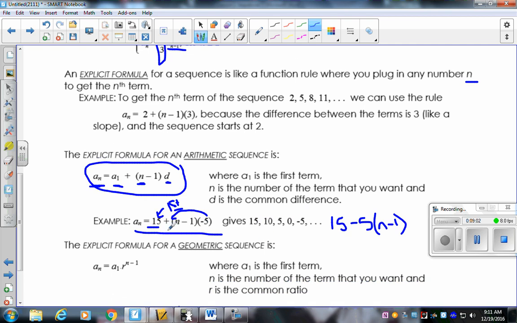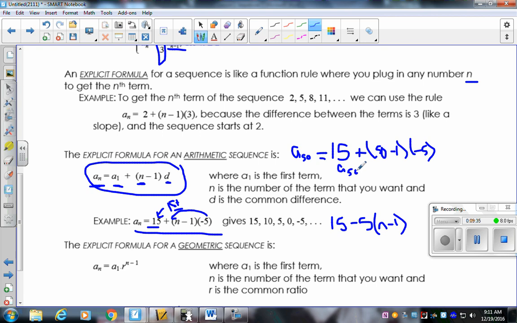Now, what if I asked you to find me the 50th number in this pattern? You don't want to have to write out 50 numbers. So what we can do is substitute 50 in for n. So we're finding a sub 50, because I'm just identifying that this is the 50th term. I'm going to plug the 50 in for n, and I'm going to do math. Times -5. Sorry, remember I'm writing on my mouse. Okay, so then we do math. We're doing 49 times -5, and I'm adding 15. So the 50th number in the pattern is -230.